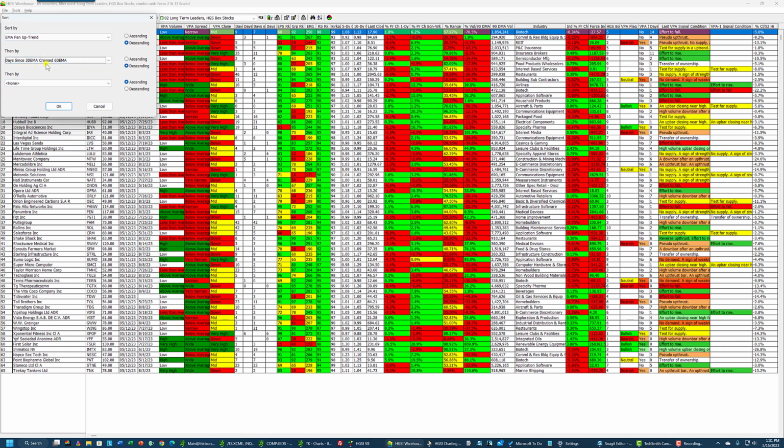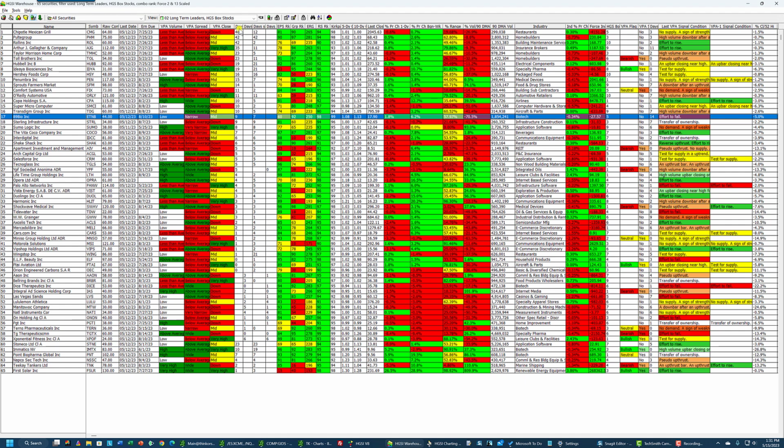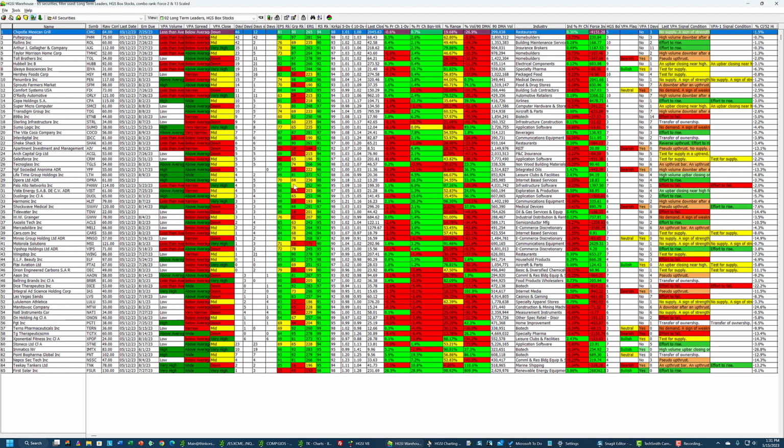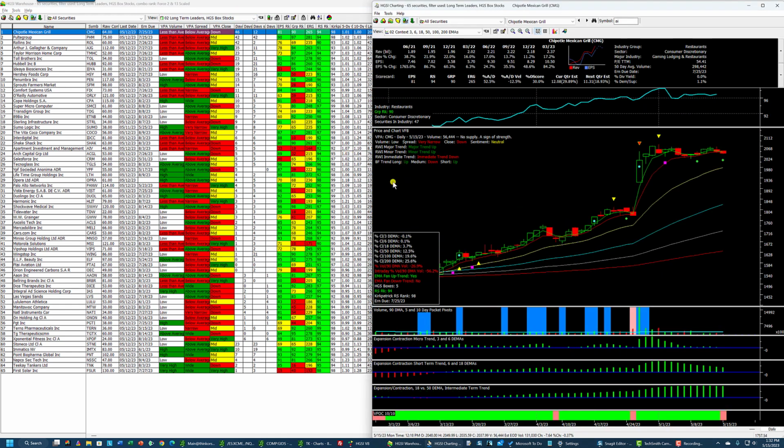So I've got a fan uptrend and a secondary sort. I resorted this, and now you can see that the stocks with a fan uptrend in place that are the oldest or the strongest based upon the number of days since the crossover come to the top of the list. But I'm interested in looking down the list. But before I do that, let's just take a look here at Chipotle.